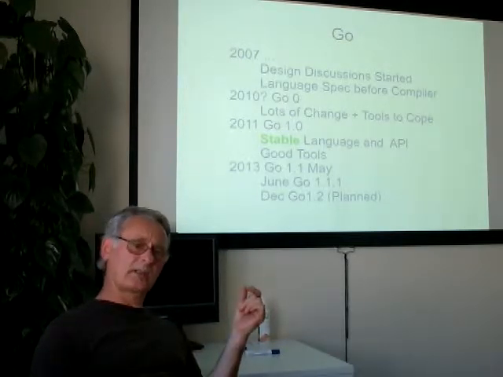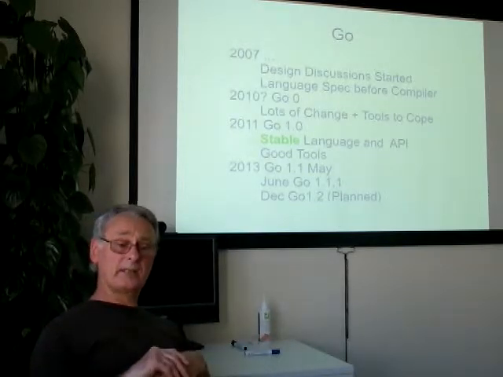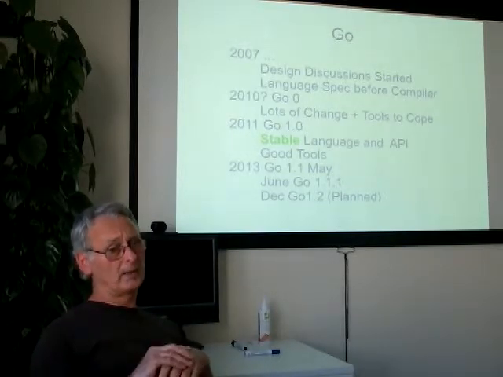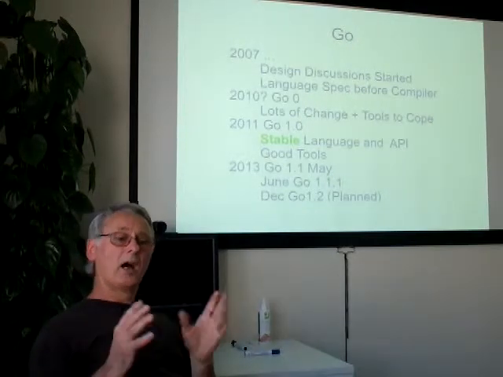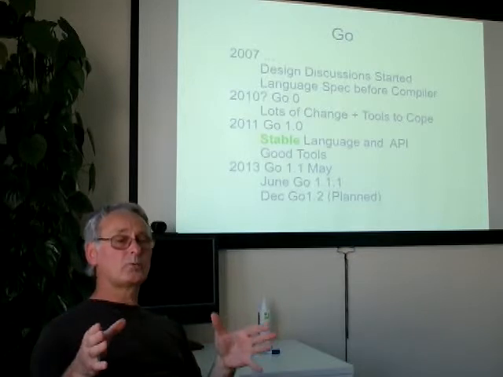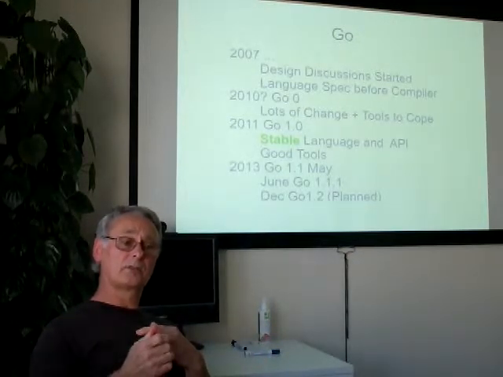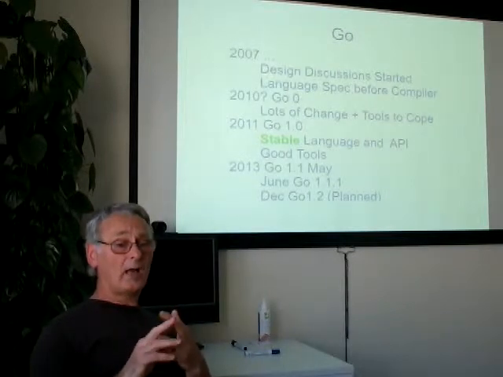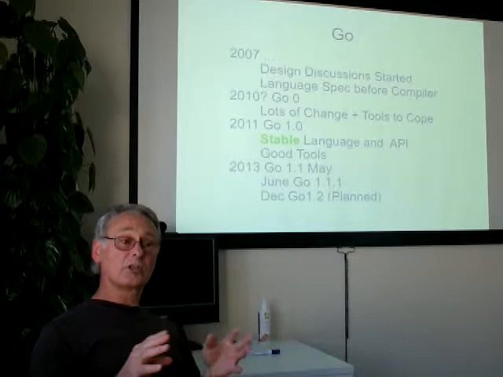The language was not stable, the APIs were not stable, although at that point Google was running crucial infrastructure on it. 2011, Go 1.0 was released, and at this point a pledge was made about stability. Stability of the language, stability of the APIs. And the tools that came with the implementation were actually pretty good.